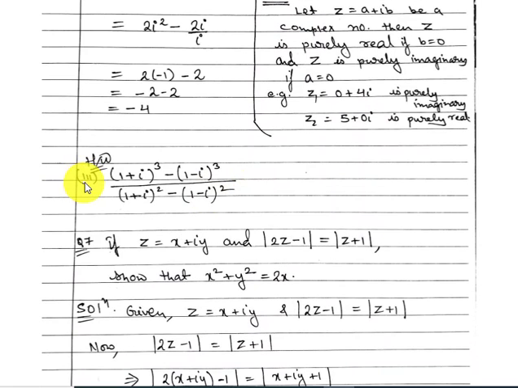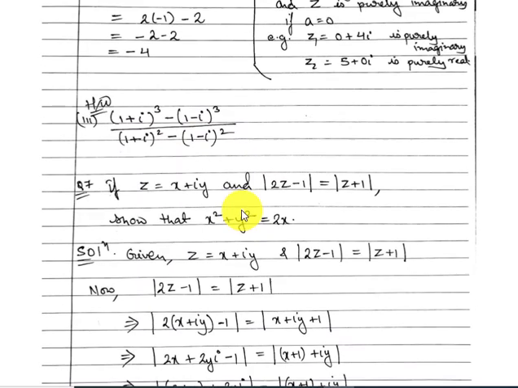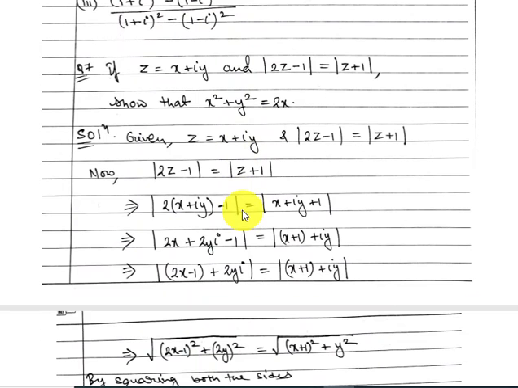Question number 3 is your homework. For this, you have to use (a plus b) whole cube, (a minus b) whole cube, (a plus b) whole square and (a minus b) whole square. So you have to expand it and then simplify it. Clear?